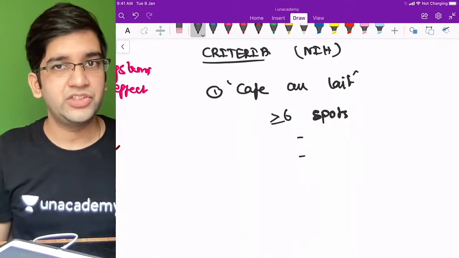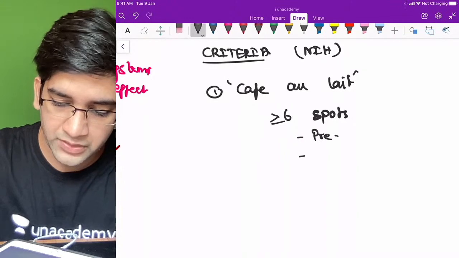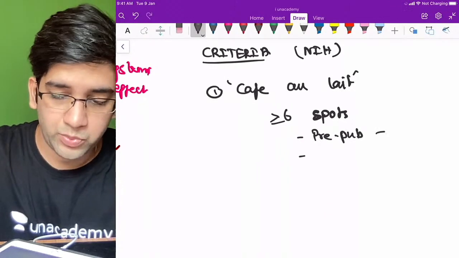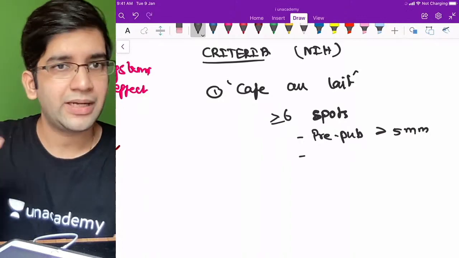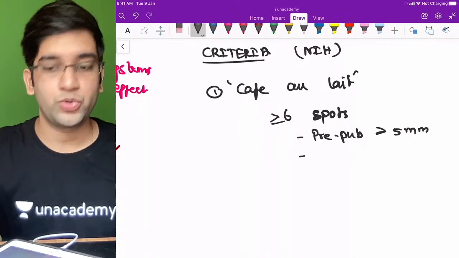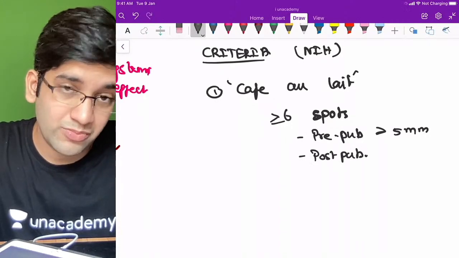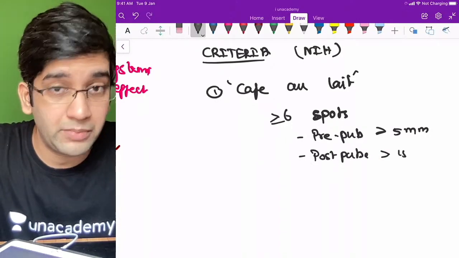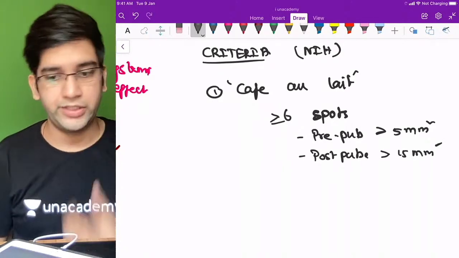One in prepubertal and one in postpubertal person, right? In a prepubertal person, if café-au-lait spots are approximately more than 5 millimeter, I'll consider it an inclusion criterion. In a post-pubertal person, I'm not going to consider more than 5 millimeter. It's going to be more than 15 millimeter. Why this size criteria became important is what we're going to see now.